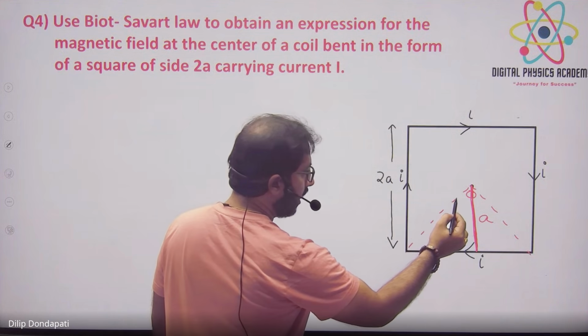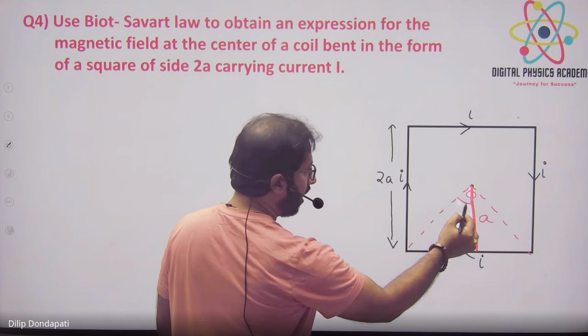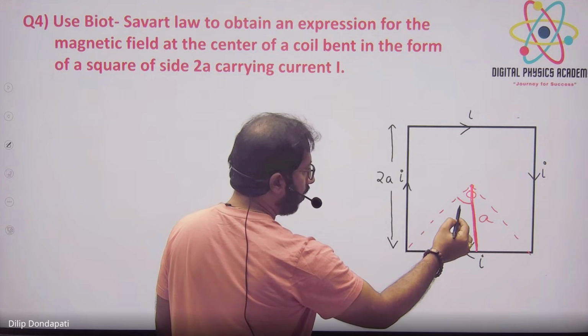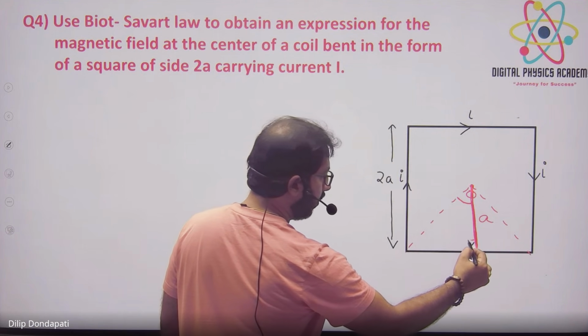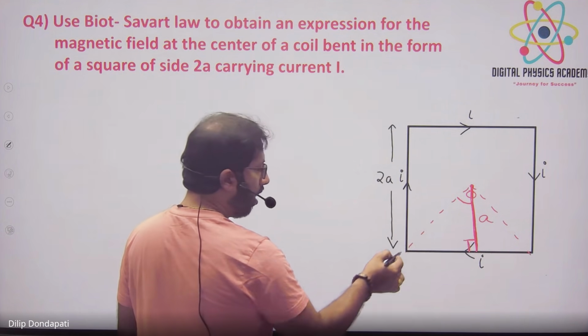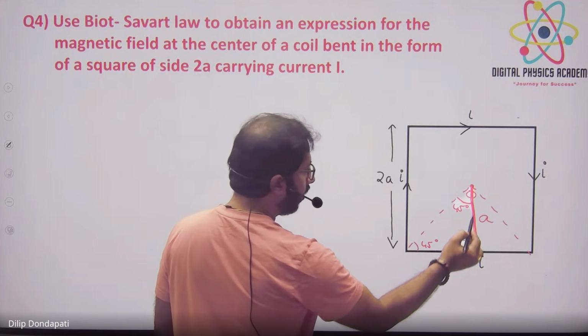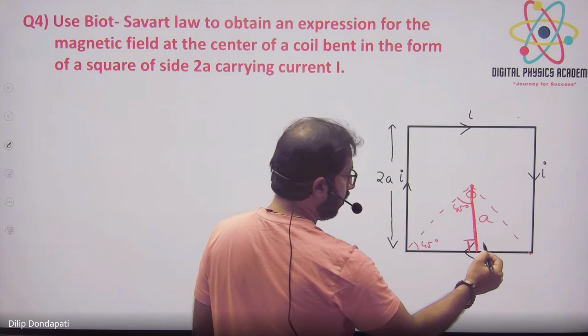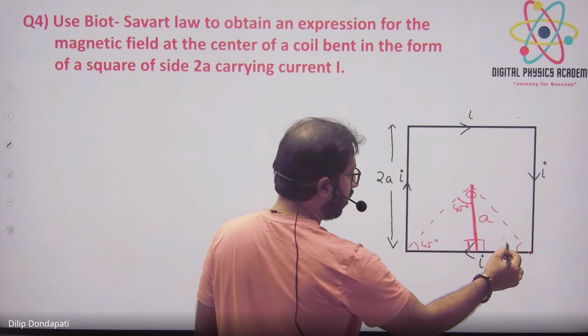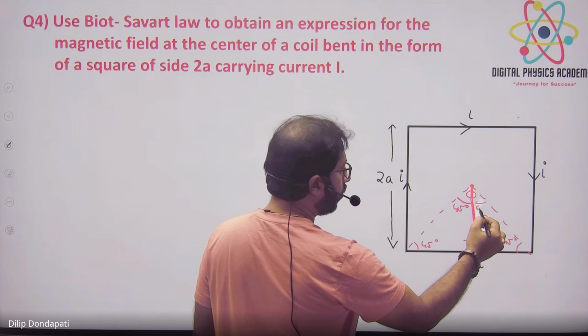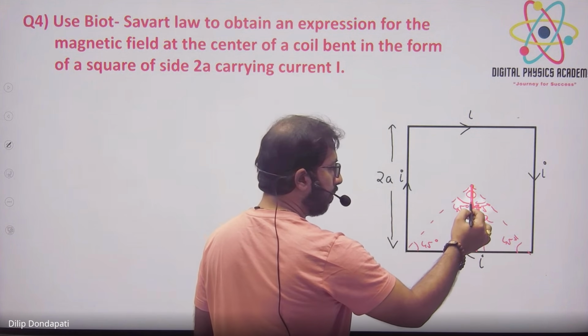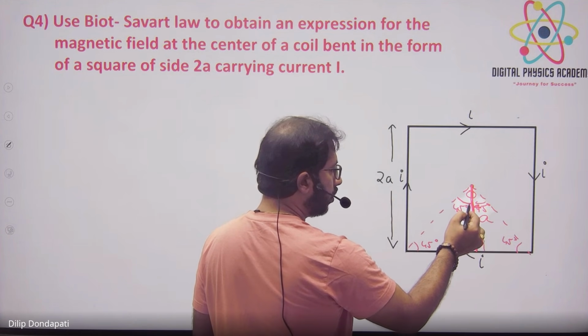Now we need the angles, phi 1 and phi 2. Then only I can find the magnetic field at this point O, right? So phi 1 and phi 2, how much? This is perpendicular. Half of 90 is 45. Therefore this also is 45. Similarly, this is 90, 45. Phi 2 is also 45. See, the angle we should take from the perpendicular distance only: perpendicular distance to the ending point, and perpendicular distance to the starting point.